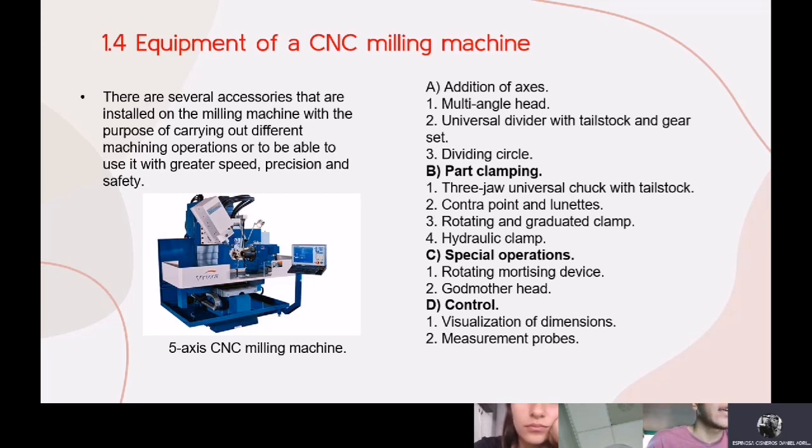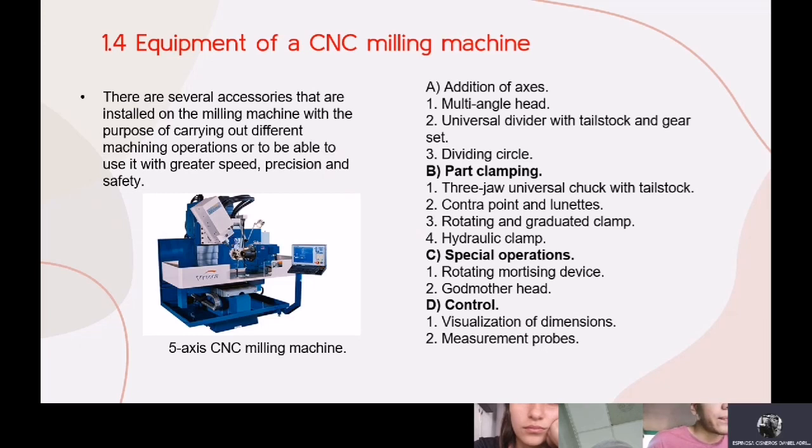A. Addition of access: 1. Multi-angle head. 2. Universal divider with tailstock and gear set. 3. Dividing circle. B. Part clamping: 1. Universal chuck with style lock. 2. Counterpoint and the lunettes. 3. Rotating and gradient clamp.